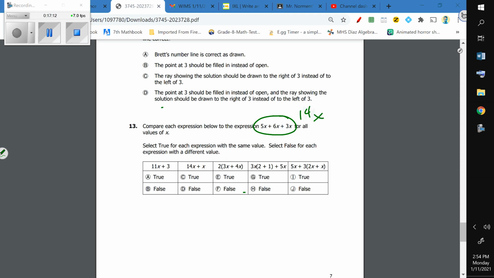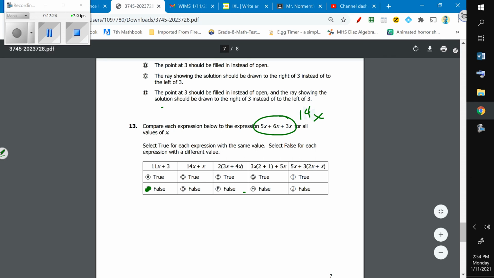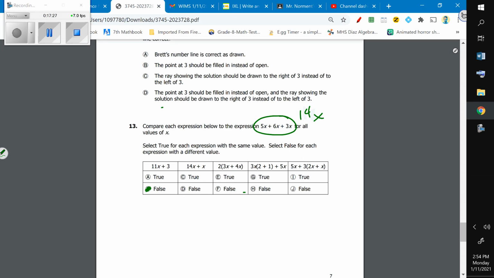So which one of these expressions equal 14x? Does this equal 14x? Definitely not. Now, if this was an x, it would. 11x plus 3x is 14x. But 11x plus 3 is not, because you can't combine those because those are not like terms. What about this? Well, remember, x is the same as 1x. So that equals 15x. So that is also false.